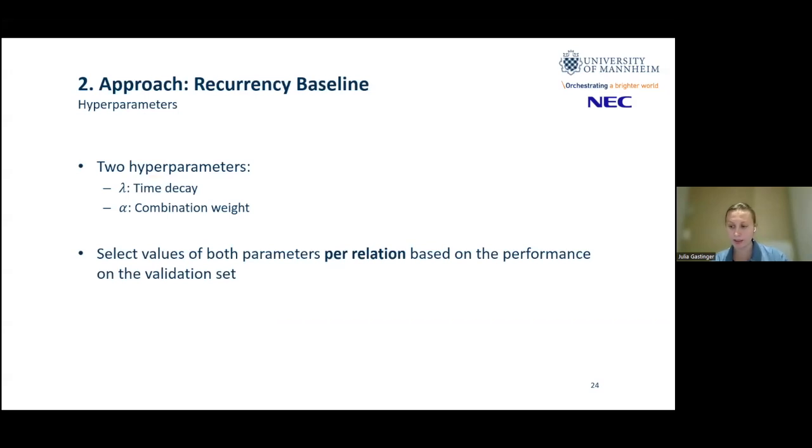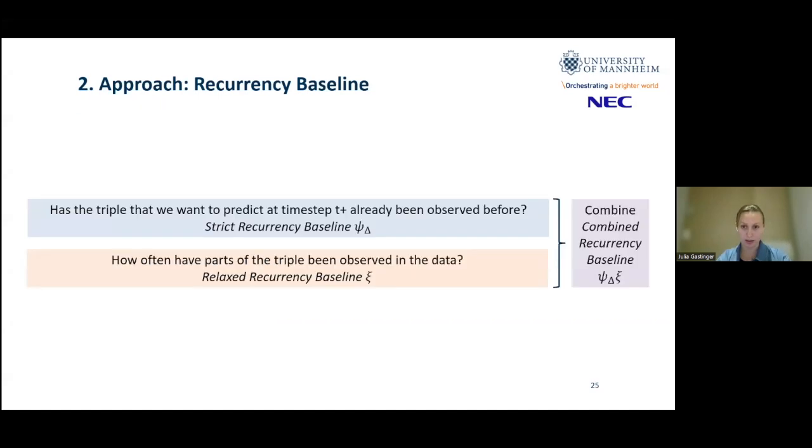So hyperparameters, as I said, we have this lambda, the time decay, and we have the alpha, the combination weight. And we select the values of both per relation based on the performance on the validation set. So this is just a summary. I think you know it by now. We have the strict one: has the triple occurred before? And how often have parts of the triple been observed in the data? And we combine it.